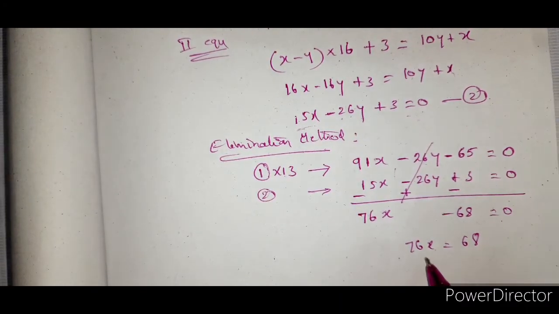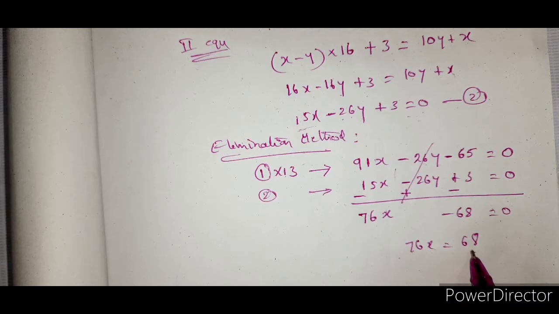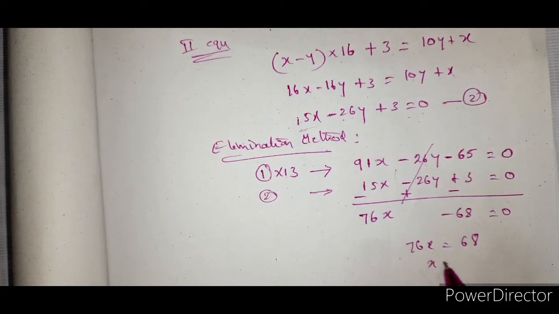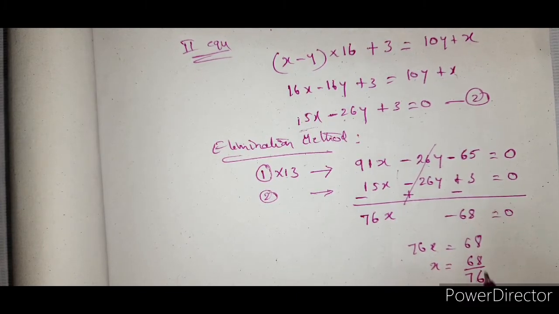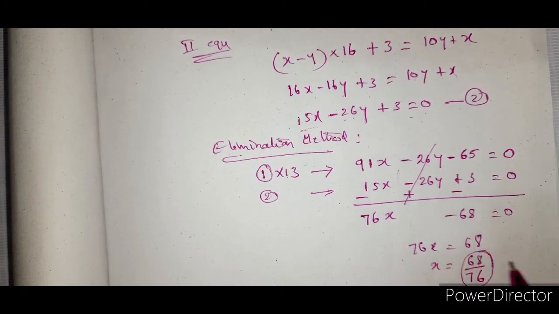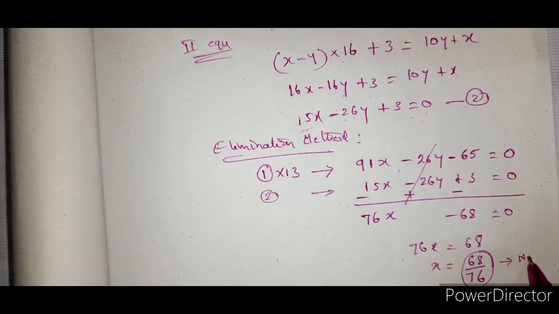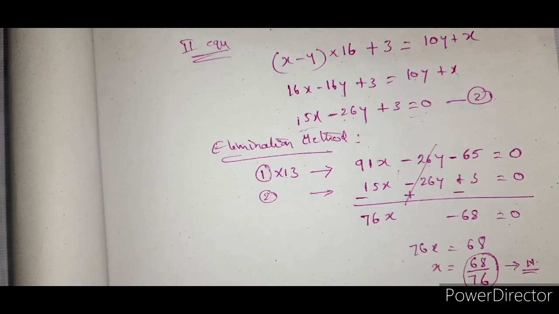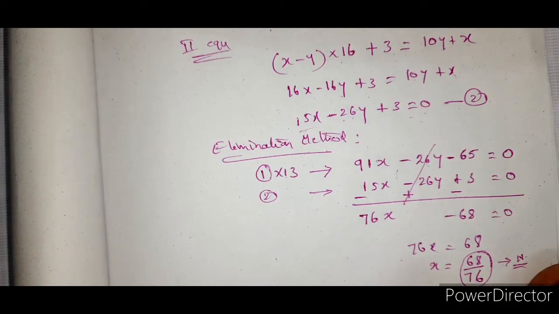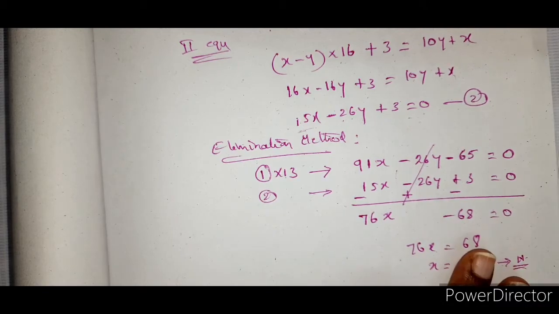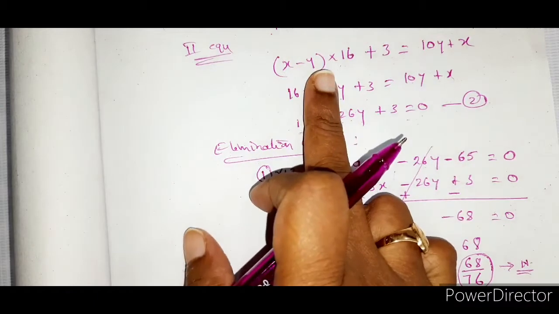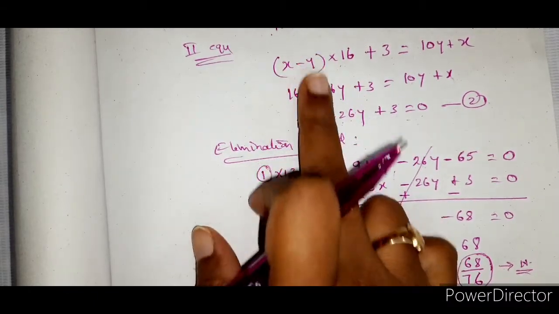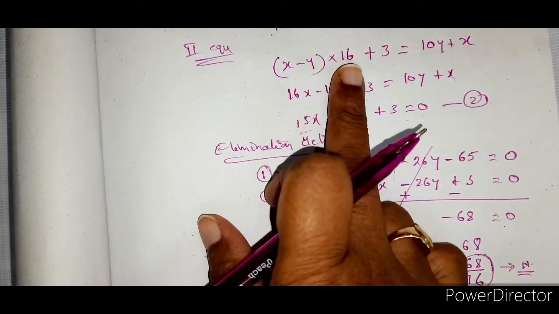So 76x is equal to 68. Now observe this. What are you getting? x is equal to 68 by 76. See, this is not going to give you a natural number. Why I am saying this method is, I have observed my students doing either x minus y or y minus x. Those who did y minus x are getting the answer, and those who did x minus y are not getting the answer.